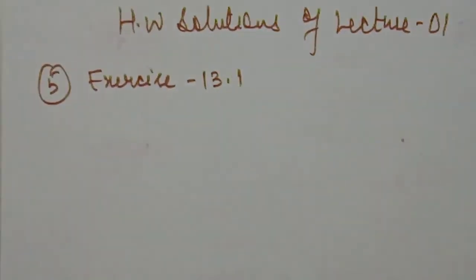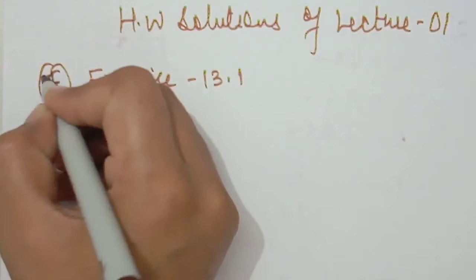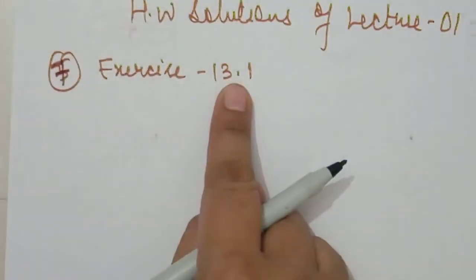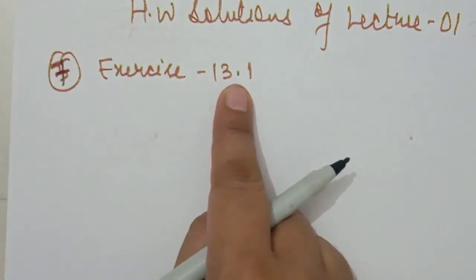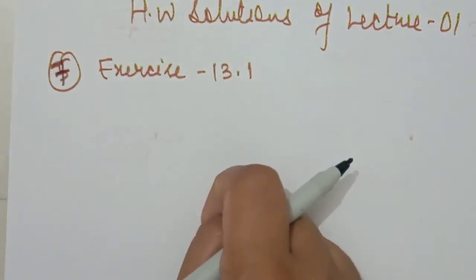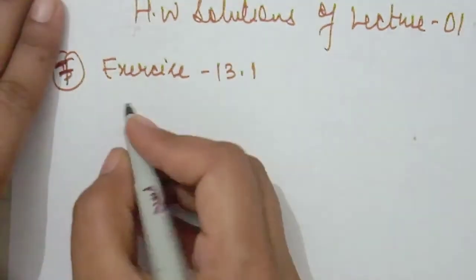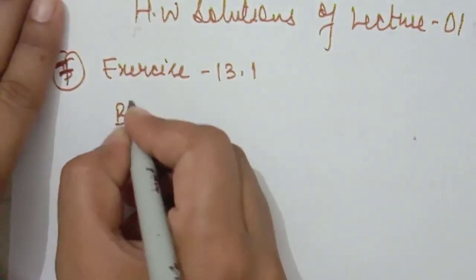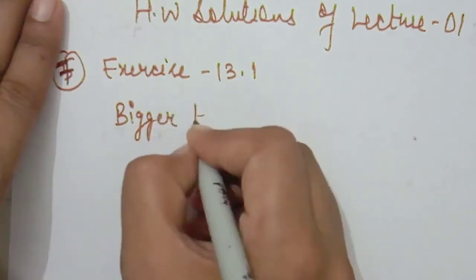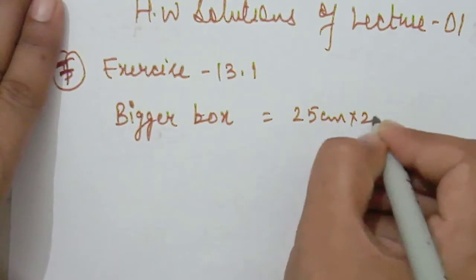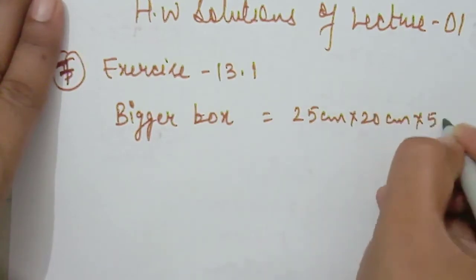13.1. Sorry, question number 7. So students, question number 7 from your NCERT exercise 13.1 is: Shanti Sweet Stall was placing an order for making cardboard boxes for packing their sweets. Two sizes of box were required. The bigger box dimensions are 25 centimeter multiply 20 centimeter and 5 centimeter.